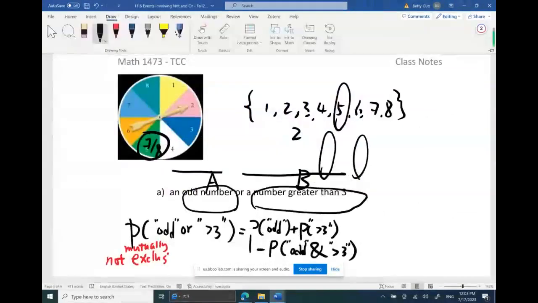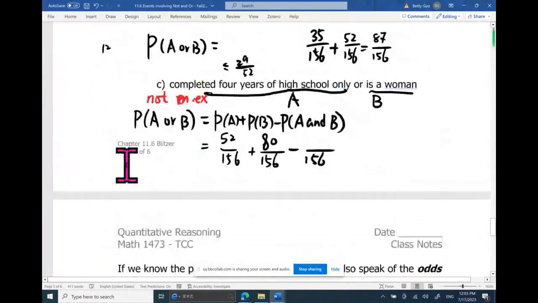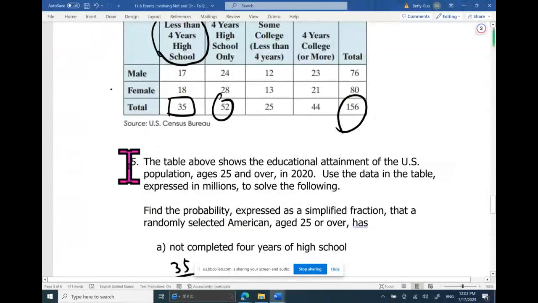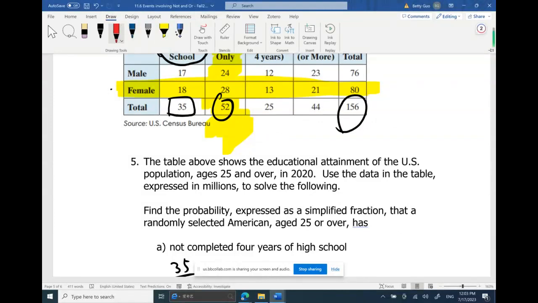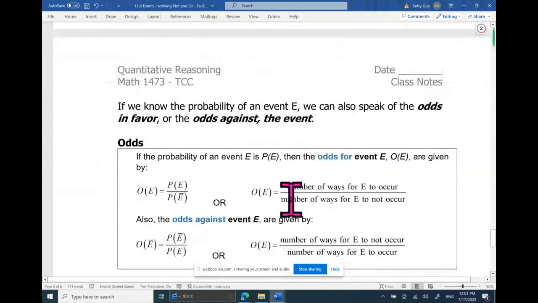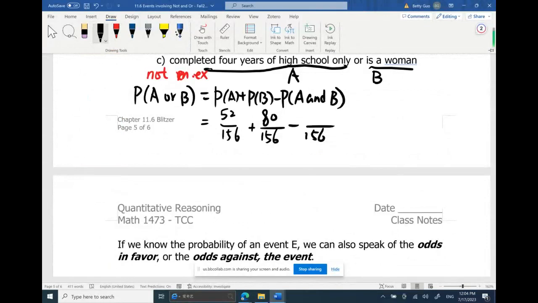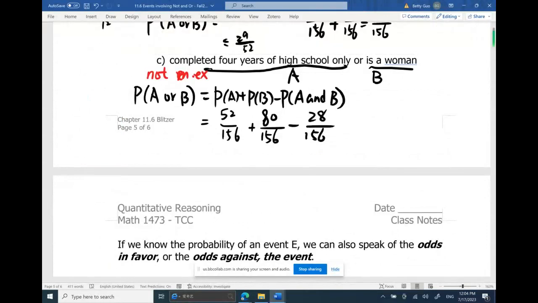Let's do this. Female, high school only. Did you see that? Where did they intersect? 28, right? So the numerator is going to be 28. So let's plug in here, 28. And now I'll leave you to complete the calculation part.